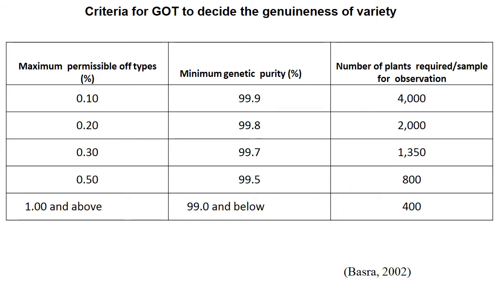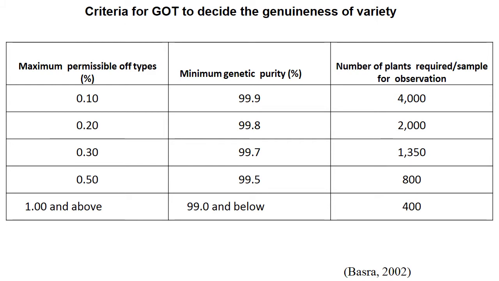Coming to the criteria for the growout test to decide the genuineness of a variety. The growout test is mainly done to get the genetic purity confirmation. For maximum permissible off-type in the pure seed, the limit should be 0.10%, then minimum genetic purity is 99.9% and the number of plants required for the sample to be observed is 4000.